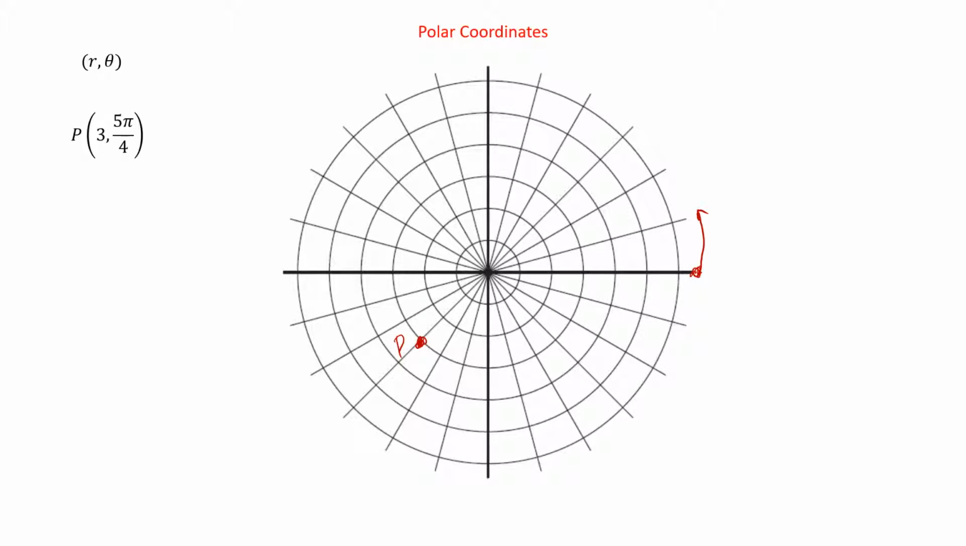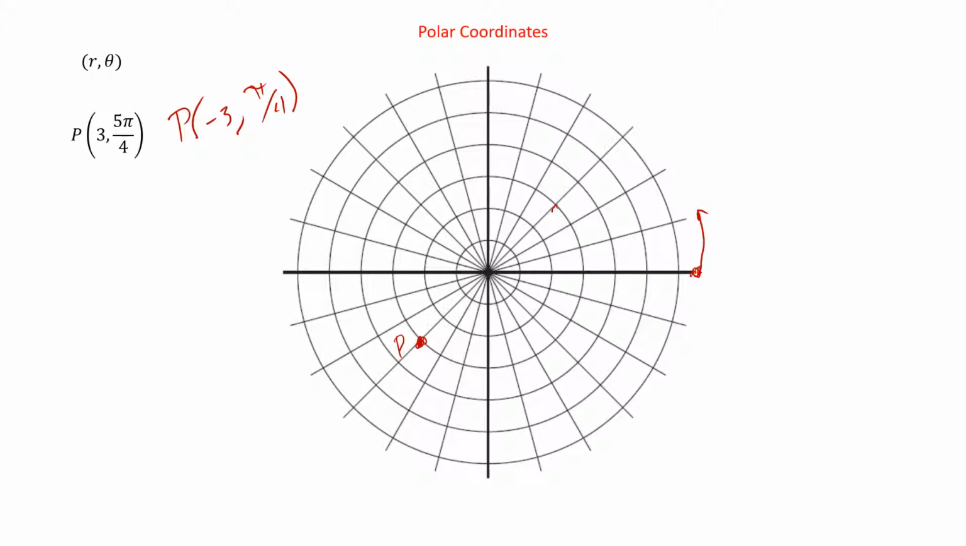Now the thing with these points is they're not unique. We could write this different ways. For instance, the radius could be negative. If we were on this other side at pi over 4 with a negative radius, we could have P is negative 3, comma, pi over 4. That would get us to the same point.